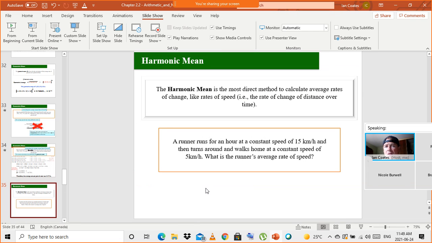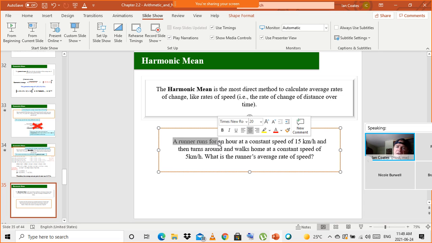There's something called the harmonic mean, and there are 3 different ways to do it. In order to answer this question, you don't really need the harmonic mean, but I'll show it to you anyway. So have a look at this one here. A runner runs an hour in a straight direction at a constant speed of 15 kilometers an hour. So think about it: how many kilometers did they run? Well, if they ran for an hour at 15 kilometers an hour, they ran 15 kilometers. So they're 15 kilometers out there somewhere after an hour.